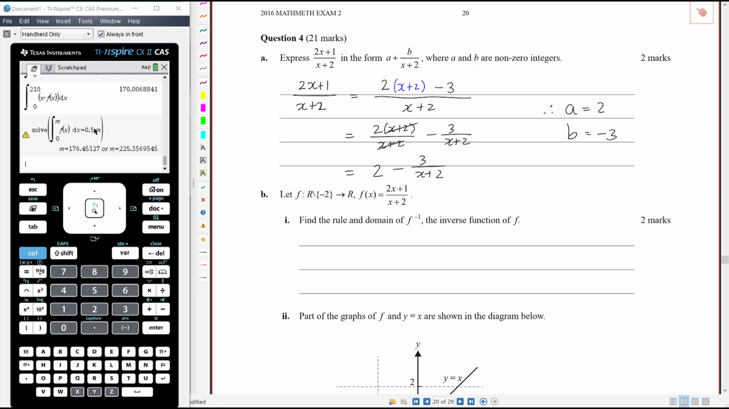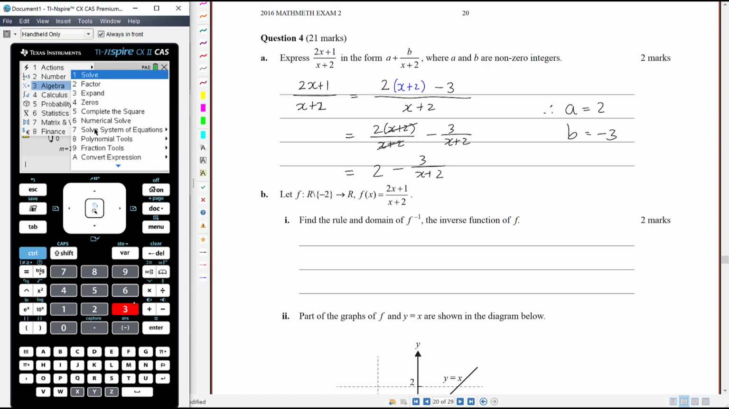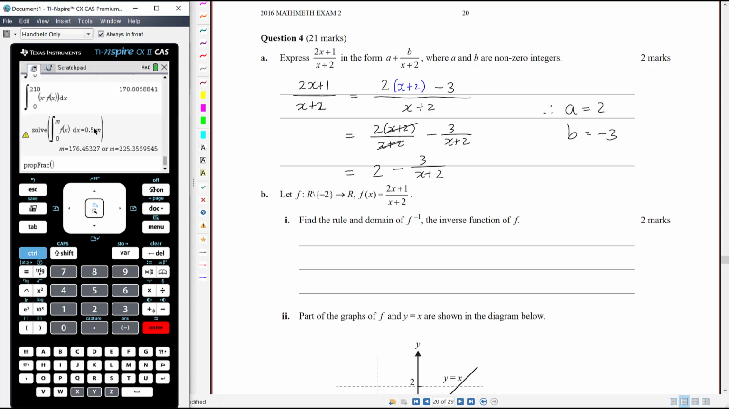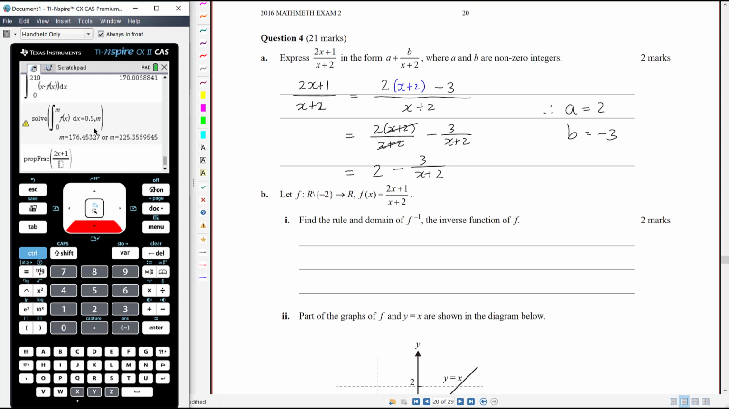You can get your CAS to do that. Menu 3 for algebra, or you can use the number menu as well. Fraction tools, number 9. If you want a proper fraction, if you give it an algebraic fraction, it'll make sure that the polynomial degree on the numerator is less than the one on the denominator. So if you type in your fraction here, 2x plus 1 over x plus 2, it will give it to you in the form that you want. So a is 2 and b is negative 3.